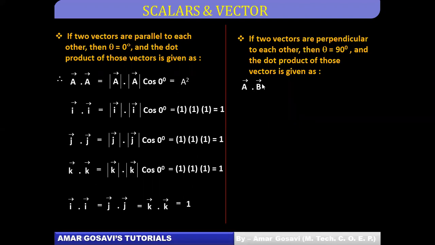The angle between A bar and A bar will never be 90. So these are two different vectors. Let's say the angle between A bar and B bar is 90. Then the dot product is the magnitude of A multiplied by the magnitude of B multiplied by cos 90. But cos 90 is 0, so 0 multiplied by anything will be 0. So you can see the dot product is 0.